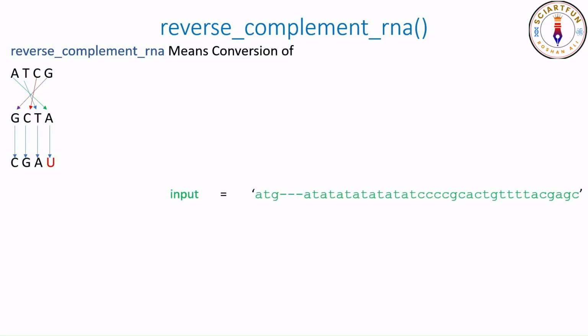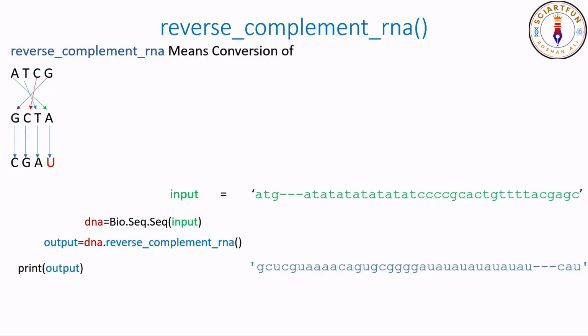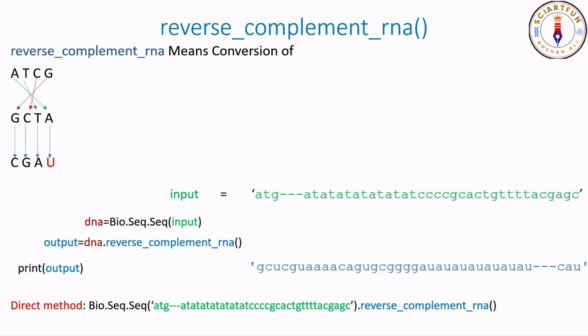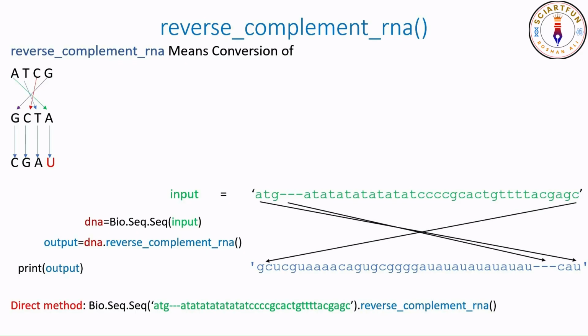This is your input sequence. Create the class object. Apply the method on the class object, and save the output in output object. Use print command to see the output. Here is the direct method to achieve the same objective. Compare your output to your input sequence.